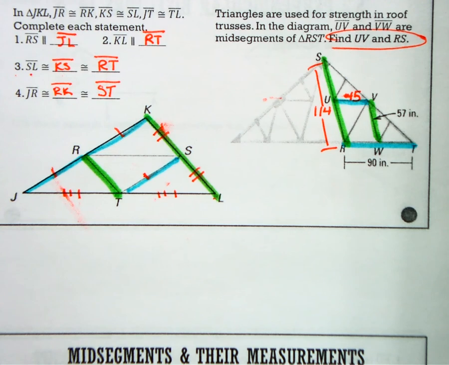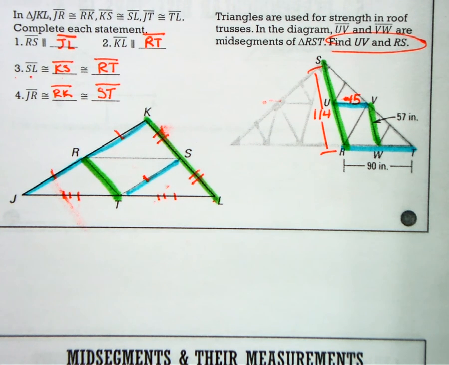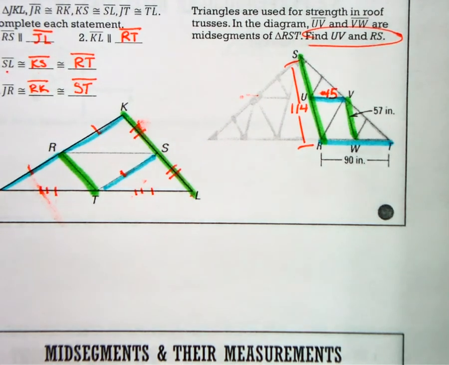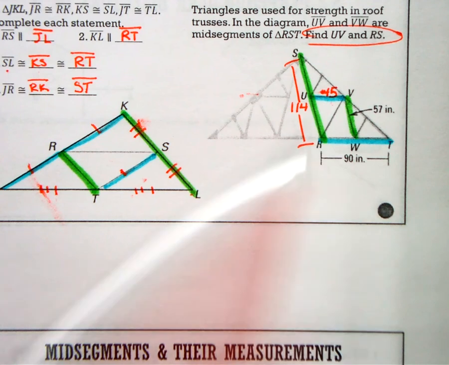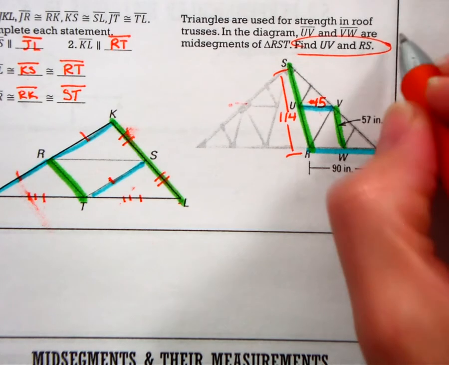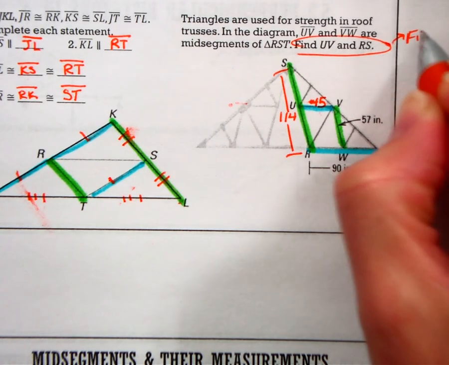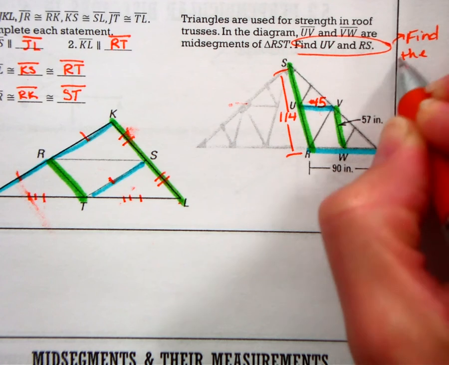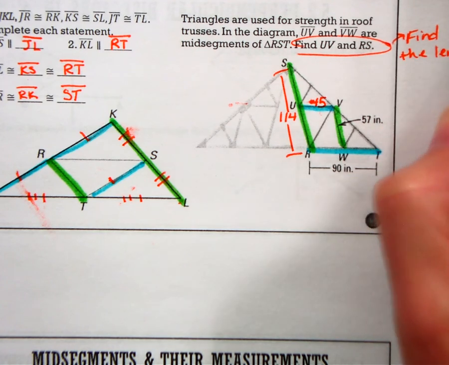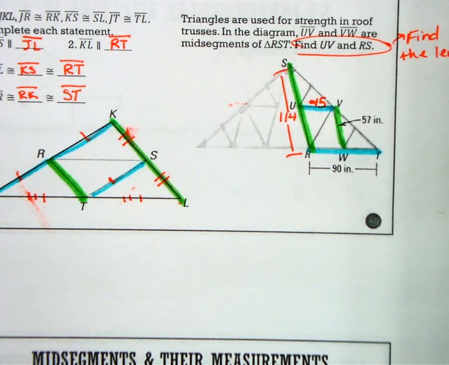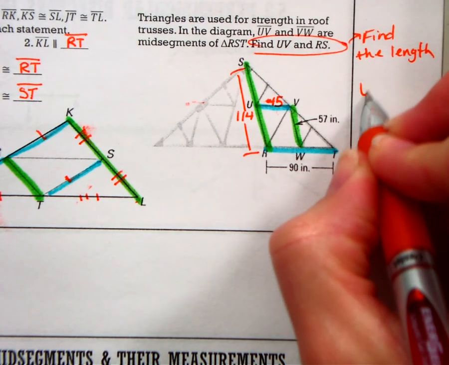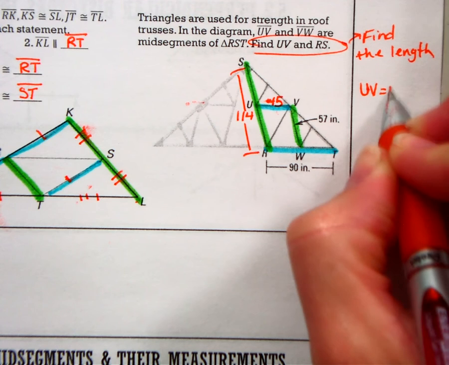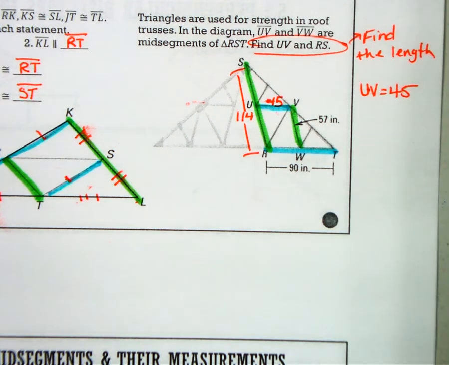Just going back to remembering that you have to know the information from day one as well. Finding UV doesn't say, right there. It's right there. It's this right here. No, I get that. What they're asking for here is the length. So I actually want to know the number length of that segment. So you write UV equals 45, and you do not put a bar over the top.